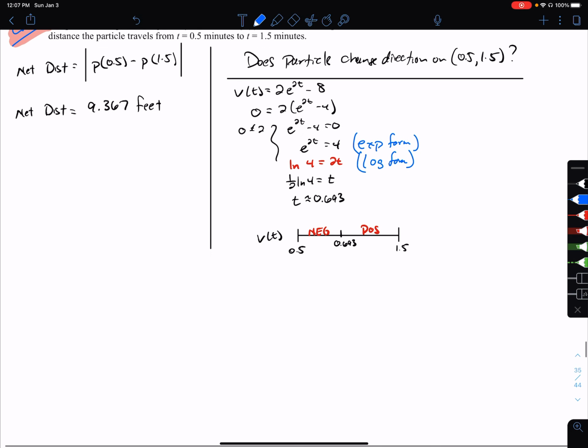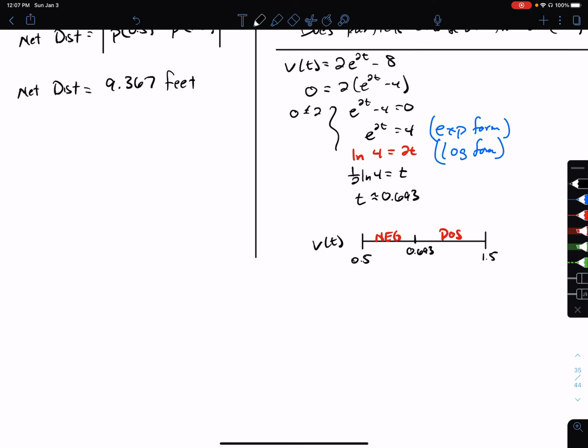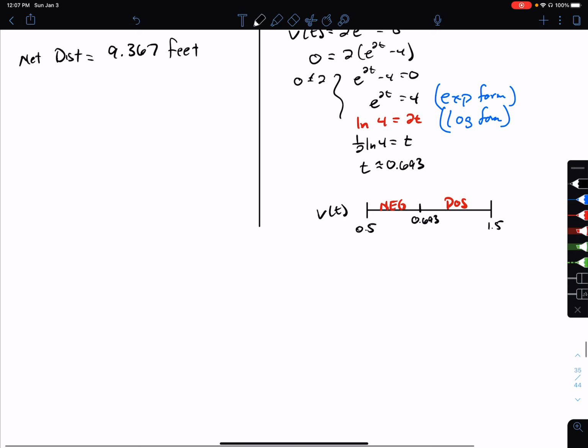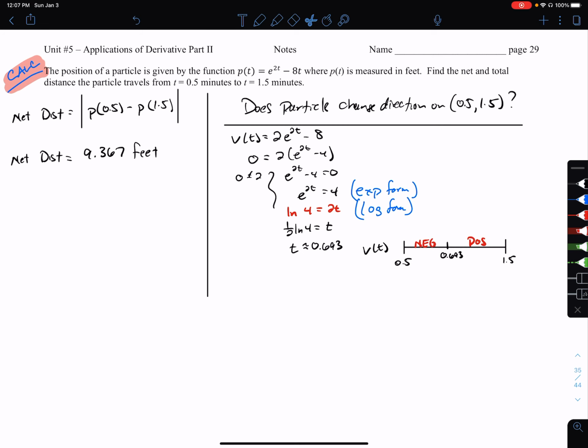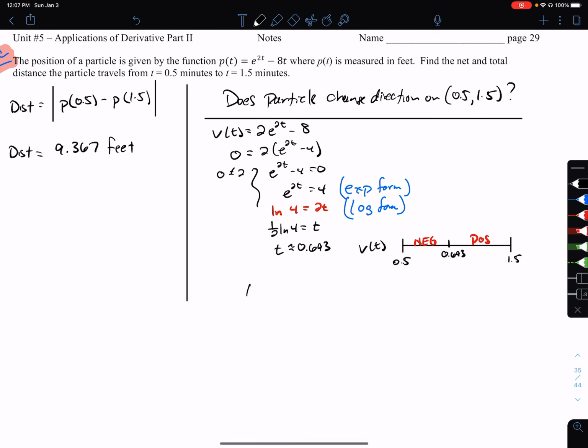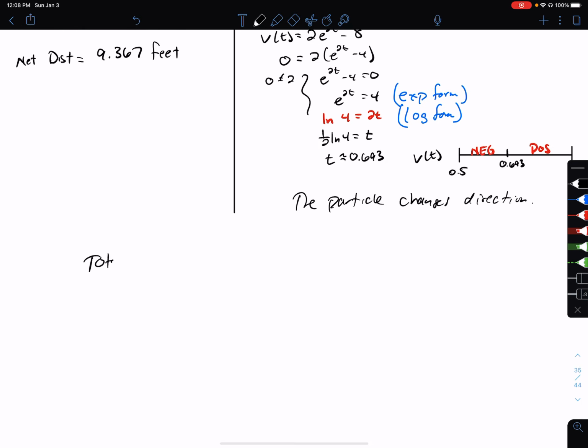So I'm just going to write that down formally. Let me answer this question that I posed up here. The particle does change direction. Since the particle changes direction, the net distance could not equal the total distance. So for us to find the total distance, it's kind of a pain.